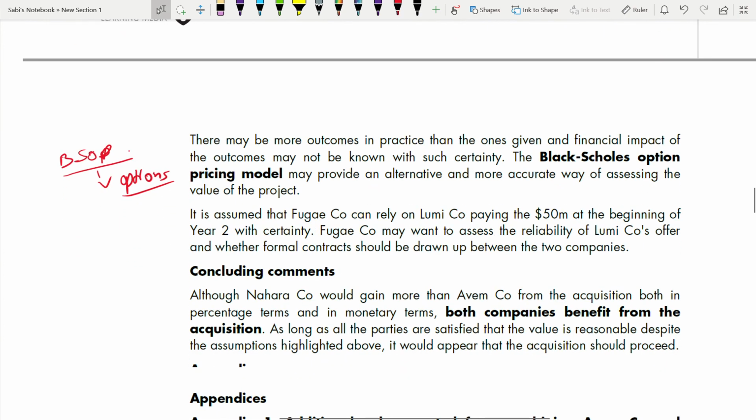And coming to the last assumption, it is assumed that Fujai can rely on Lumi paying the 50 million at the beginning of year 2 with certainty. Lumi paying 50 million with certainty. So 50 million is the last assumption. This is also relating to this case study only.